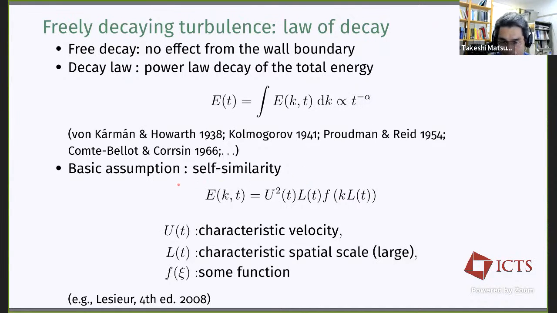And in theory, we almost always assume self-similarity for the energy spectrum, namely the energy spectrum depends on some characteristic velocity, u, as a function of time, and we also need a characteristic spatial scale, which is supposed to be at a large scale. Dimensionally, the energy spectrum is velocity squared times length. And here we have some function, f, which gives us a self-similar form, and that can be determined from the Navier-Stokes equation, obviously. So this is a basic assumption for the decay problem.